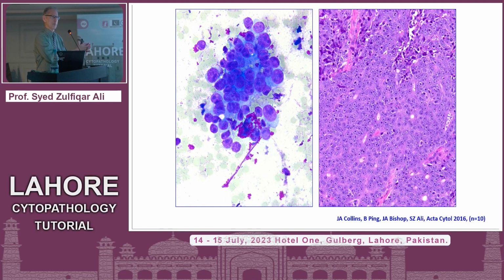So open chromatin, round nuclei, macronucleoli. We wrote a series and published many years ago, a multi-institutional study, but this lymphoepithelioma-like carcinoma was the most common subtype of CASTLE in the thyroid. So final diagnosis is CASTLE in this case.